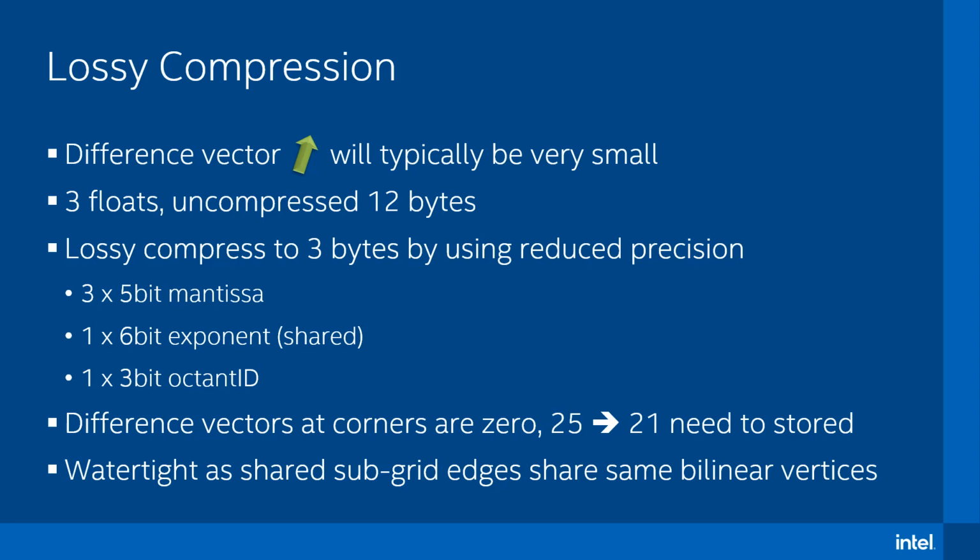The good thing is actually that these difference vectors at the corners of the bilinear patch are 0. That means instead of 25, we only need to store 21 of these offset vectors. Also, it's worth mentioning that our approach guarantees watertightness because shared edges at the subgrid share the same bilinear vertices and the same offset vectors.